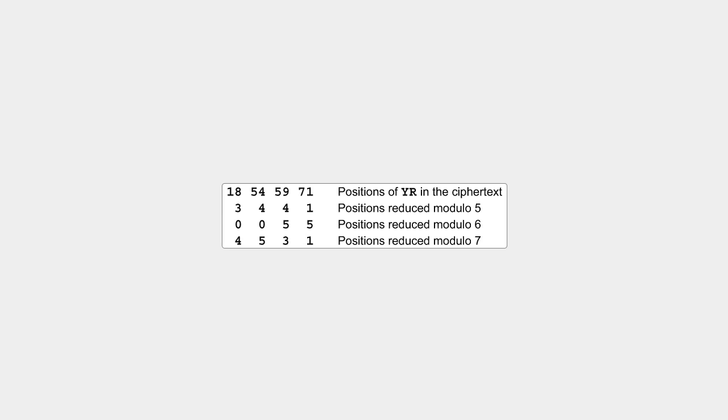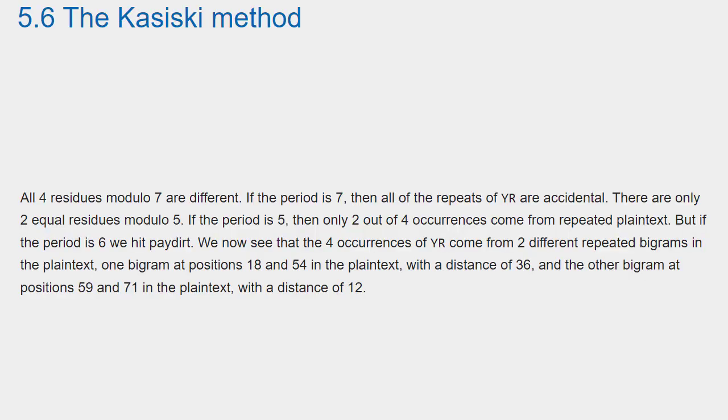Let's try the modulo method. Look at the 4 occurrences of YR again and reduce their positions modulo 5, modulo 6 and modulo 7 to see what happens. All 4 residues modulo 7 are different. If the period is 7, then all of the repeats of YR are accidental. There are only 2 equal residues modulo 5. If the period is 5, then only 2 out of the 4 occurrences come from repeated plain text.